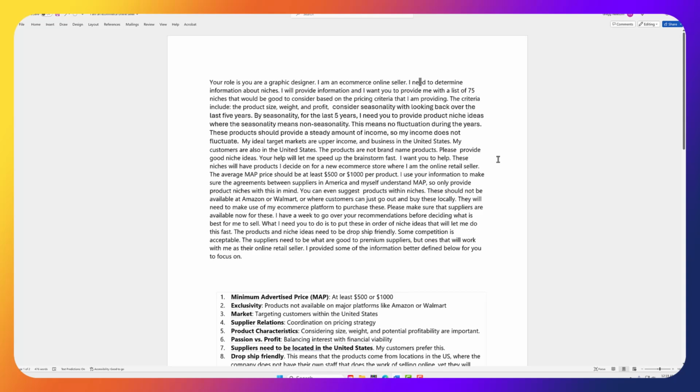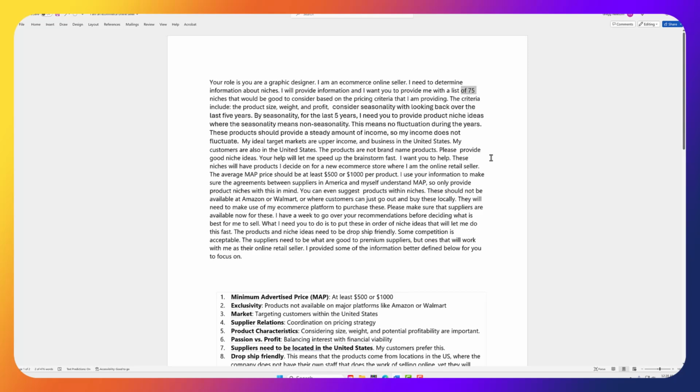I will provide the information, and I want you to, I purposely picked this 75 here because sometimes it'll want to stop after 25 or so, so put 75. I want to provide information on 75 niches that would be good to consider based on the pricing criteria I am providing. The criteria includes the product size, the weight, and profit, and consider seasonality when looking back over the last 5 years. And then I clarify seasonality.